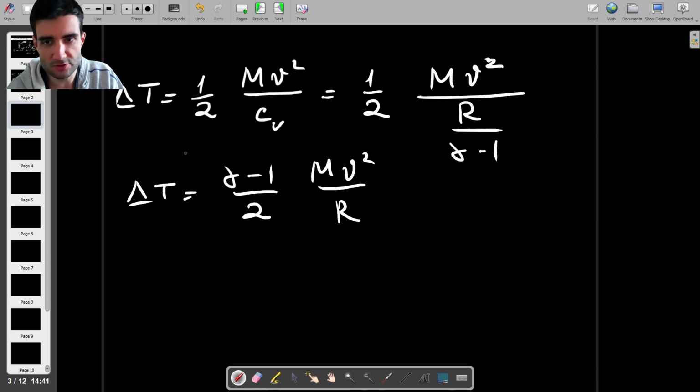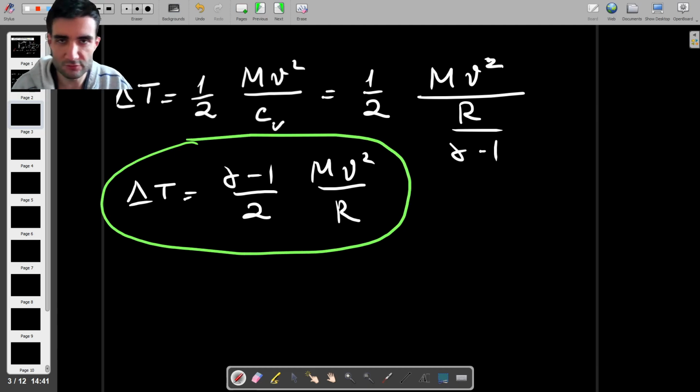Now, obviously, this question doesn't actually use any numbers, but if you had numbers, you can put them in here, and that would give you a temperature increment, and that would be in Kelvin. And that's the end of the question.